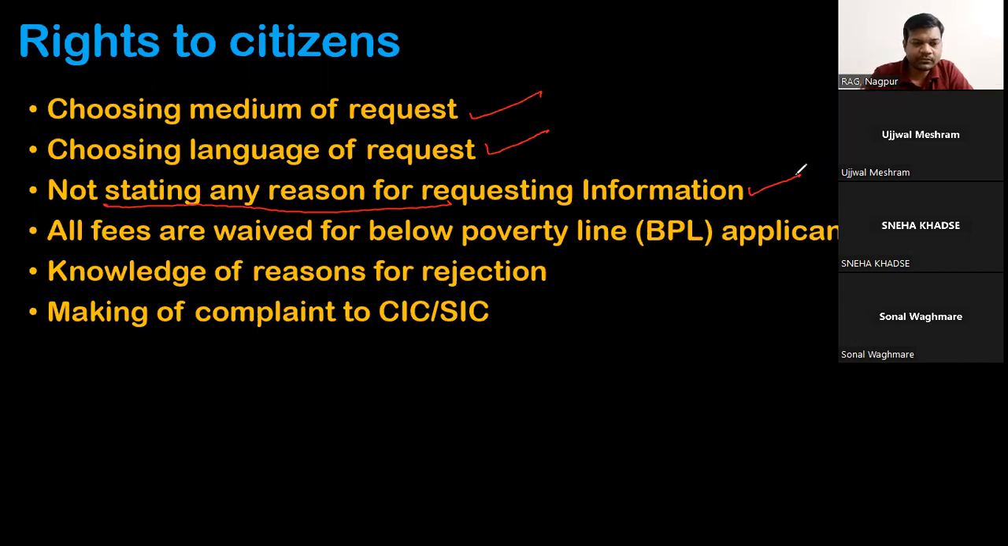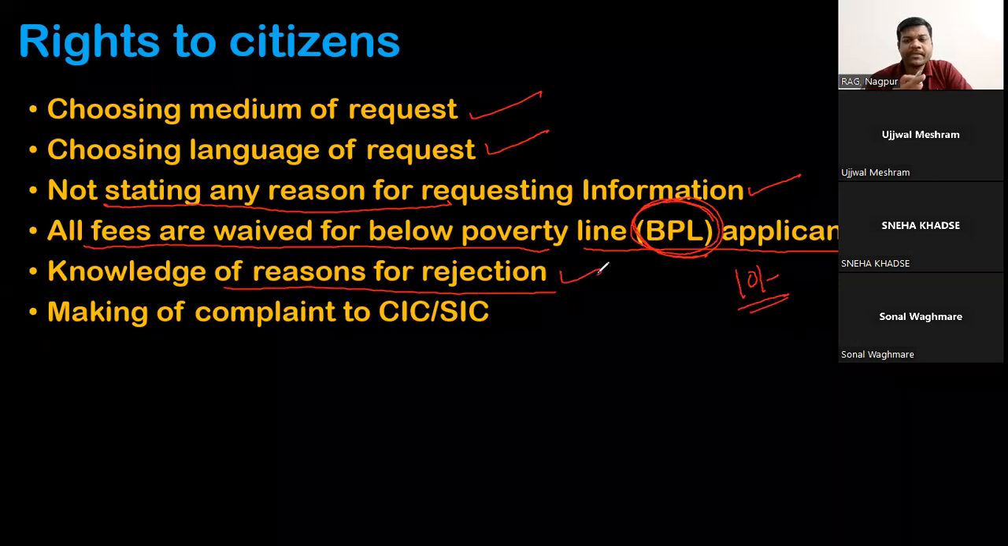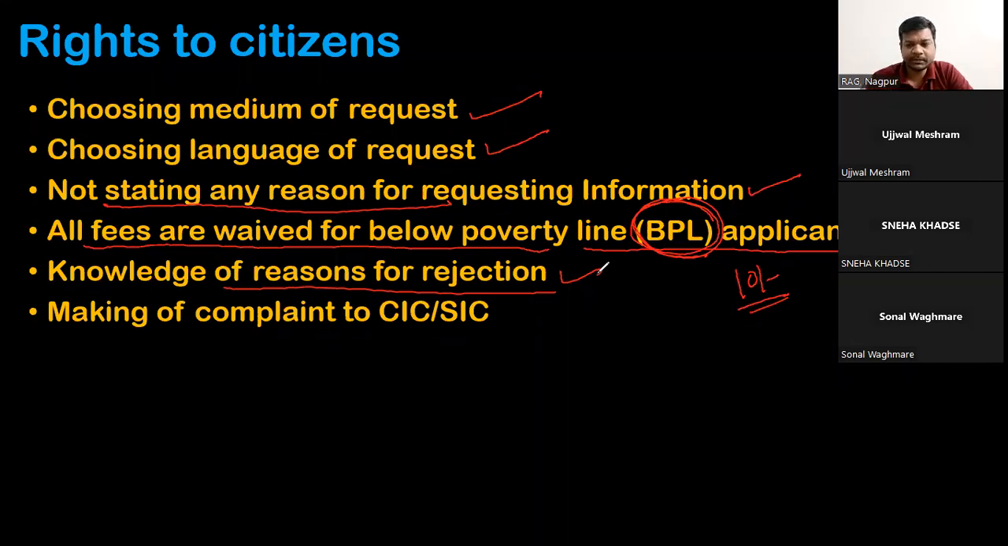All fees are waived for below poverty line applicants. If the person who is filing the RTI belongs to this category, that is BPL, below poverty line, then that person need not pay this amount as well. Next, knowledge of reasons for rejection. If your application is rejected, you can ask why your application has been rejected.